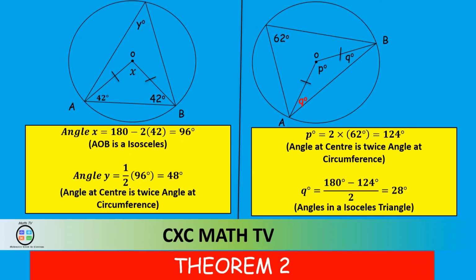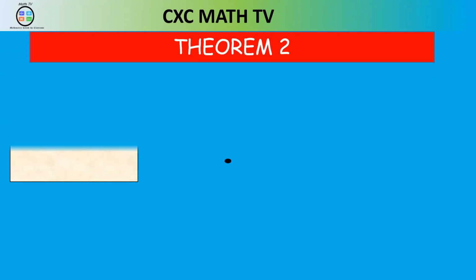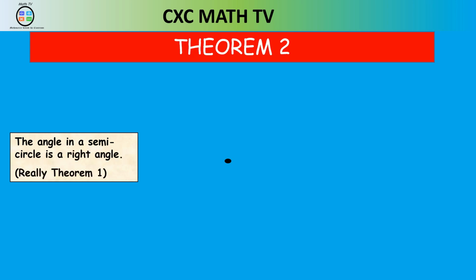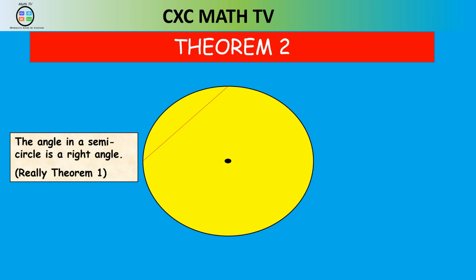Now, the second theorem is an extension of theorem 1. It says the angle in a semicircle is a right angle. And it really stems from theorem 1 because if you look at it, it's really angle at the center being 180 is twice the size of angle at the circumference being 90. And you can see the common chord, which in this case is the diameter of the circle.